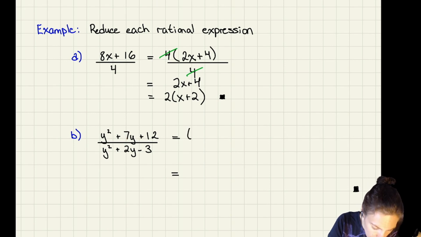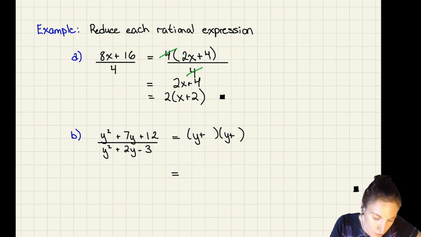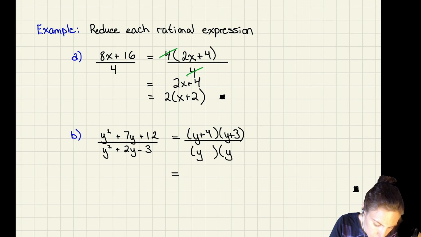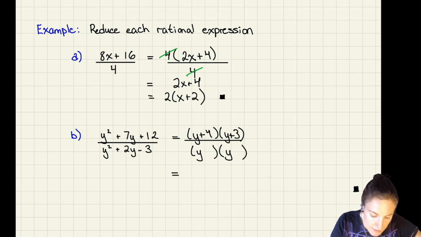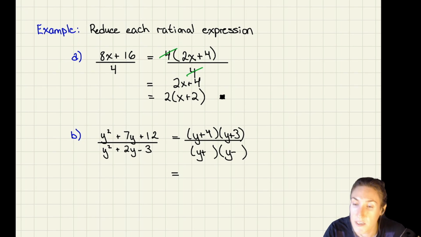Okay, so I know that I'm going to have y plus something and y plus something. How do I know that it's plus? I know that it's plus because I have a plus here and a plus here. Now, if I pick 4 and 3 and add those, I'm going to end up getting 7. So I have a 4 here, and then I have a 3 here. Now for the bottom, this time I have a negative here and a positive here. Because I have a negative here, it means that one of these terms will have a plus and one will have a negative.